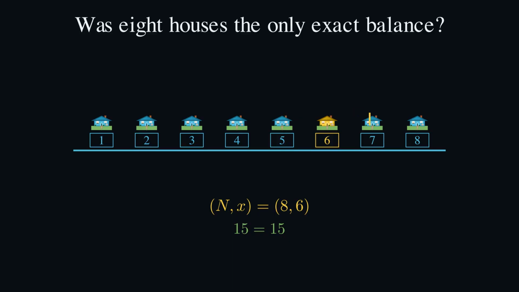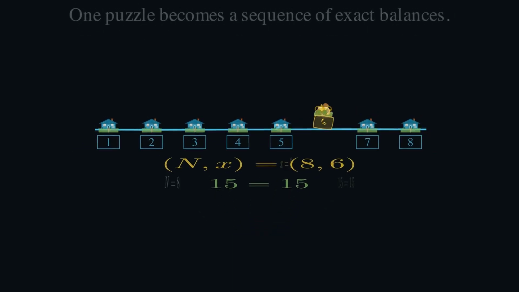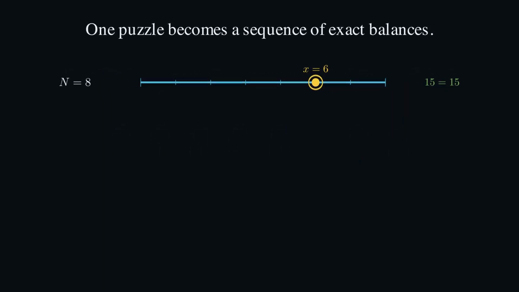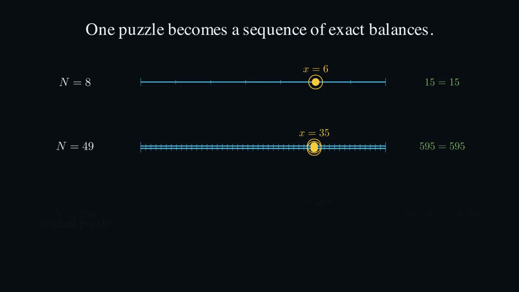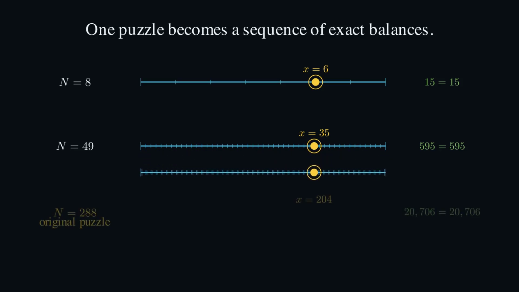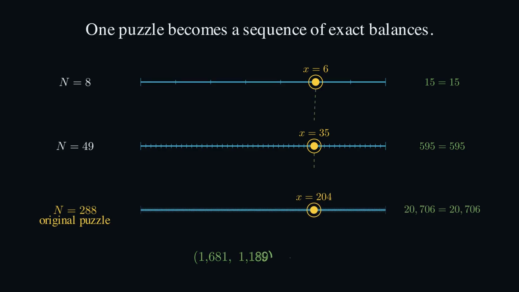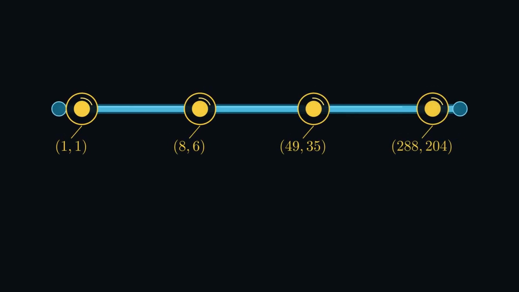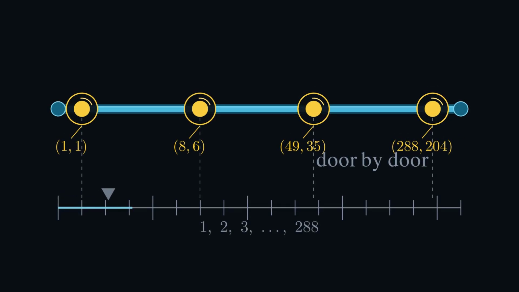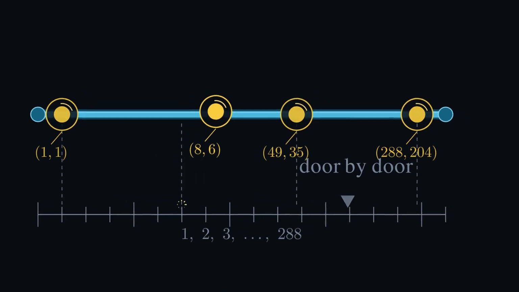The first non-trivial pair is Street 8 with balanced House 6. At 49 houses, House 35 leaves 595 on each side. At 288, House 204 leaves 20,706 per side. Next comes Street 1681, suggesting a lineage rather than isolated accidents. Door-by-door search confirms examples, but neither explains them nor predicts the next one.